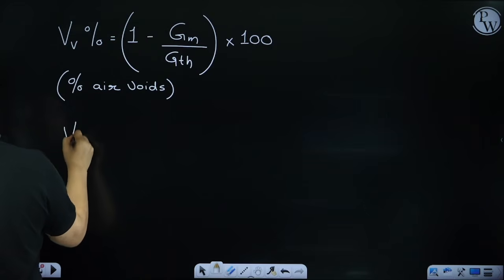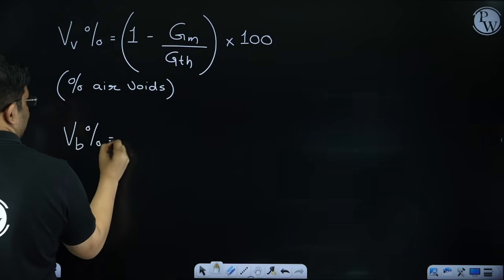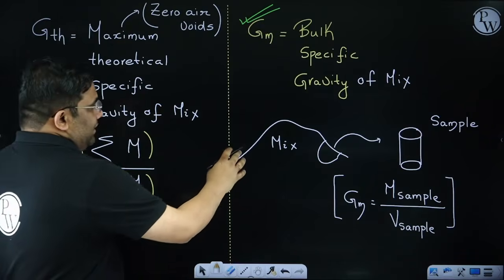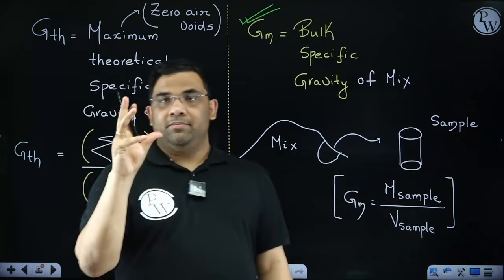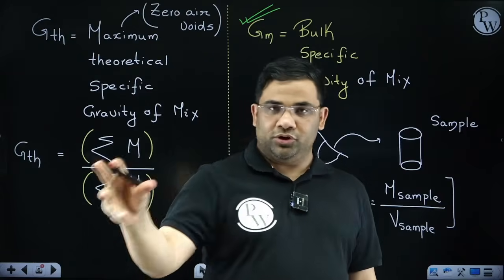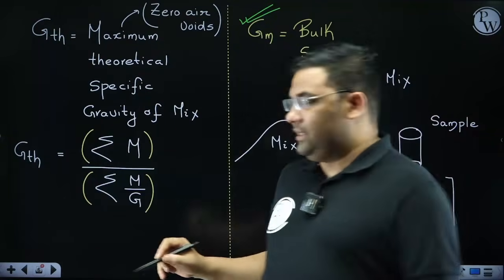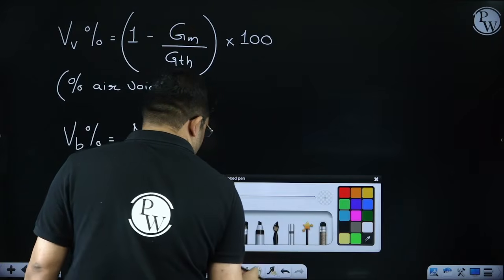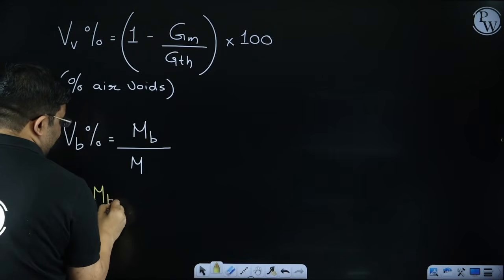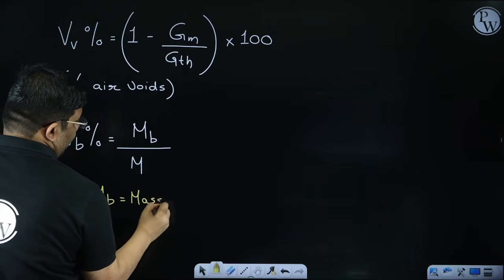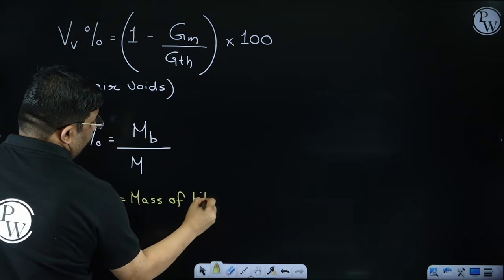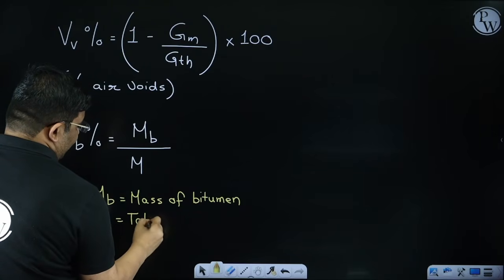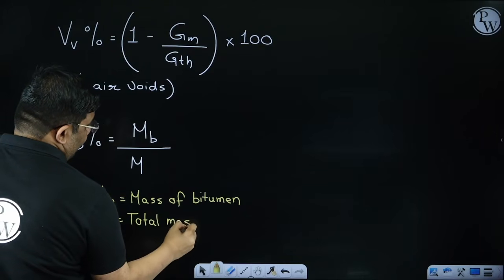Now, how to find out the percentage bitumen? Very easy. The formula is, we'll take the mass of the bitumen. In this mix, there will be different constituents, and in that I'll take the mass of the bitumen divided by the total mass of the mix. So MB is the mass of bitumen, and M is the total mass of mix. All this information will be given to you. We'll solve a question to understand also.